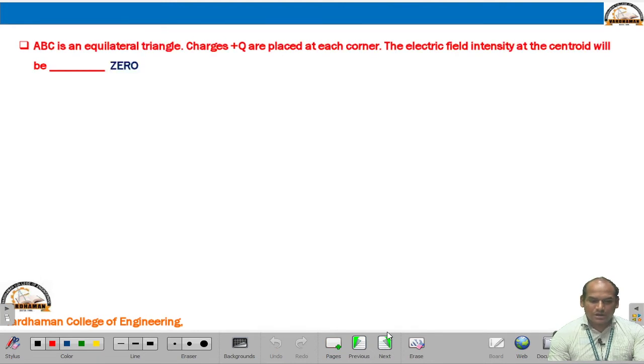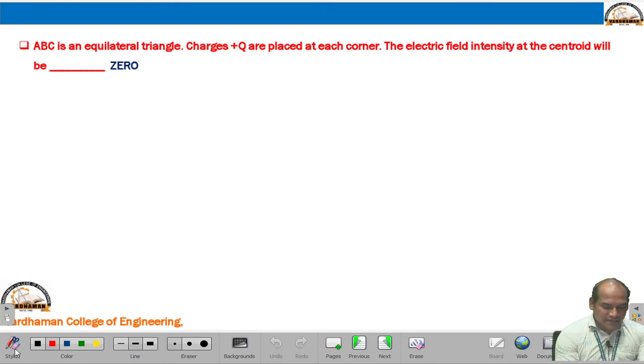Now, we will see the next problem. ABC is an equilateral triangle, charges plus q are placed at each corner. This type of problem already we did in case of the Coulomb's law, but here the thing is we need to show the electric field intensity at the centroid of the equilateral triangle is 0. Okay, that one we have to show.